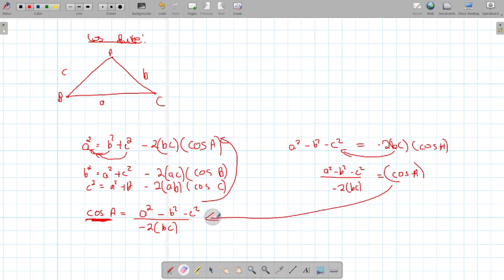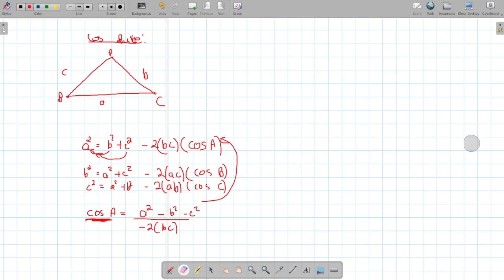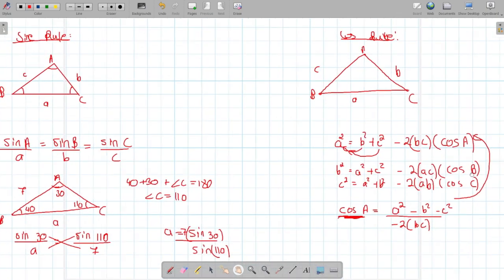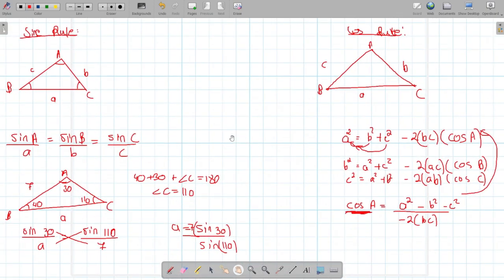I'm just showing you. These two are just the same exact equation, but I'm just moving stuff to the other side. Like this, I would have explained the cosine rule and the sine rule. If you want to screenshot this, please go ahead.